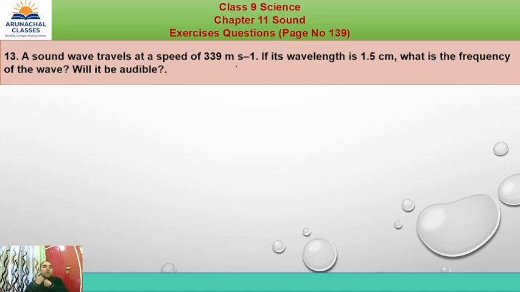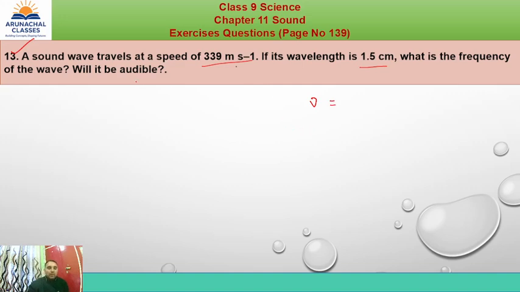You have here question number 13 of exercise questions from chapter 11, Sound. It is there on page number 139. The question is: a sound wave travels at a speed of 339 meter per second, and if its wavelength is 1.5 centimeter, what is the frequency of the wave? Will it be audible? That is the question for us.